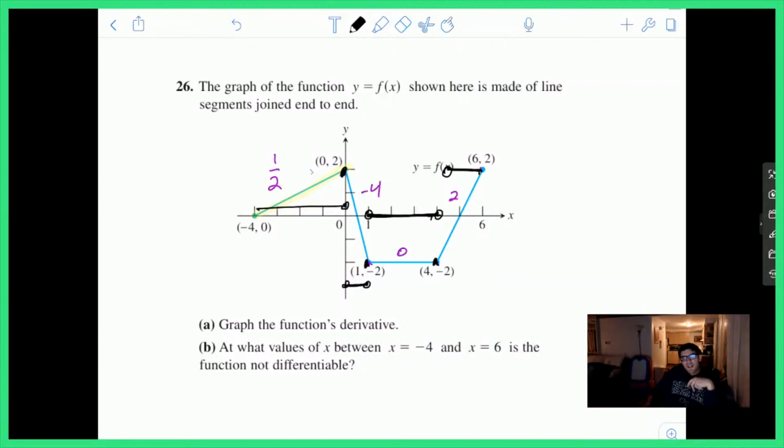Wonderful. Ironically, by having that conversation, we just kind of answered B, which is at what values is it not differentiable? Well, it's not differentiable wherever the derivative is not defined. And specifically, it's not differentiable wherever the slope changes too rapidly or you have a corner point. So that's going to occur at x equals 0, there's a corner point. At x equals 1, there's a corner point. And at x equals 4, there's a corner point. Just make sure I didn't miss any of them. And I think we got them all.